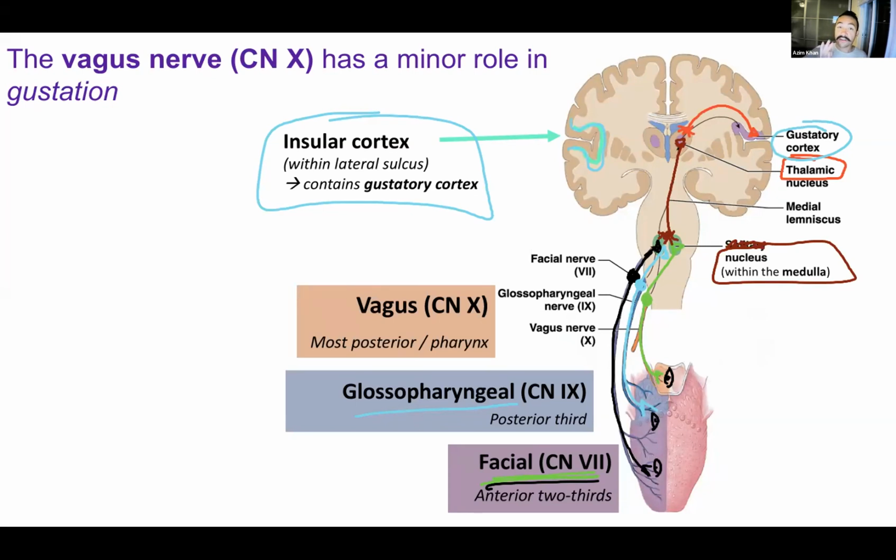So 3 different nerves that allow for sensation of taste, for gustation. Facial nerve, anterior 2/3 of the tongue. Glossopharyngeal nerve, posterior third of the tongue. Vagus nerve, very, very back of the tongue, and also a bit of your pharynx you can taste.